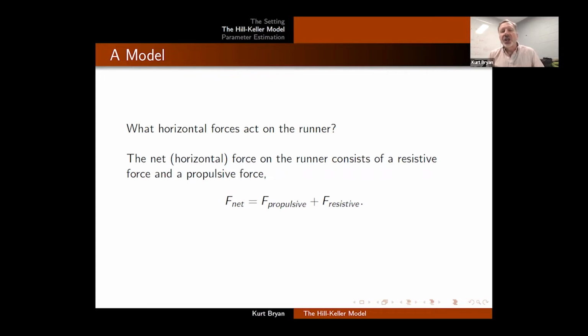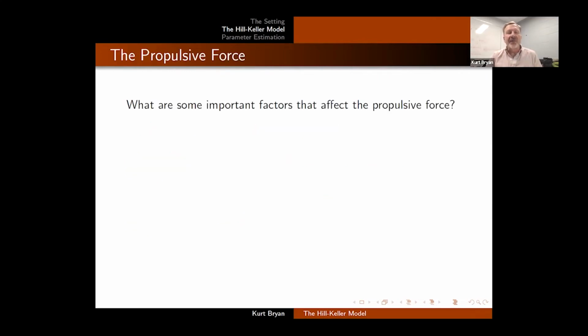And so our goal is to quantify those two forces using reasonable assumptions and whatever data we might have. Like you'll see, they depend on the mass of the runner. So first things first, the propulsive force that the runner exerts to propel themselves down the track. How can we come up with a meaningful model for that?